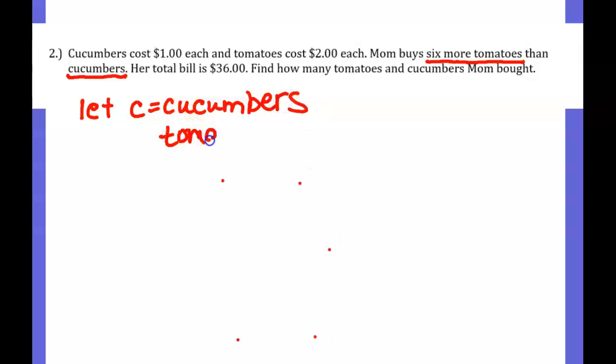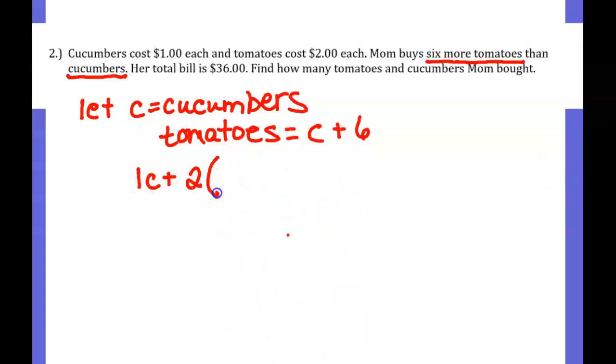Keeping in mind that we only want to have one variable, we're going to write an expression. Since Mom buys 6 more, tomatoes would be C plus 6. If cucumbers are $1 each, we take $1 times every cucumber she buys, so we multiply, 1C. Tomatoes would be $2 each, and they're represented by C plus 6, and we're spending $36.